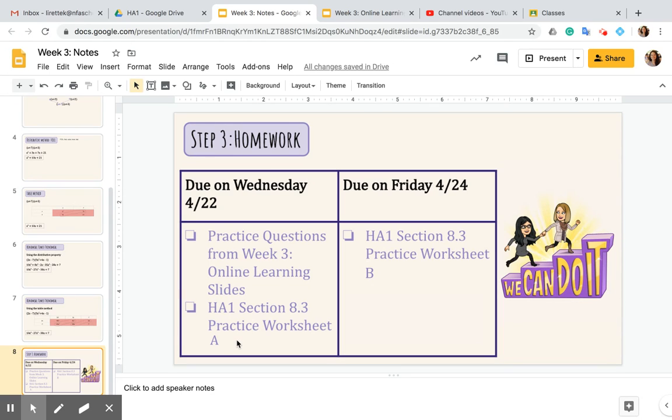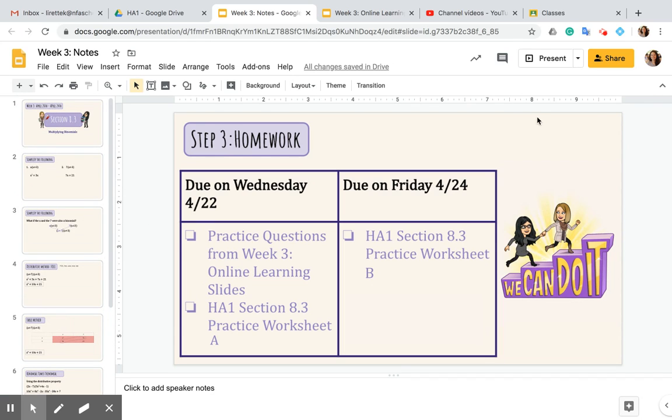And then on Friday, you'll have another worksheet, which looks like the one that's going to be due Wednesday, but it's going to be called Worksheet B. Okay, so 2 homework assignments due Wednesday, 1 homework assignment due Friday. If you run into any issues, let me know. As is usual, you can comment things in Google Classroom if you're getting stuck, or email me. Okay, take care.